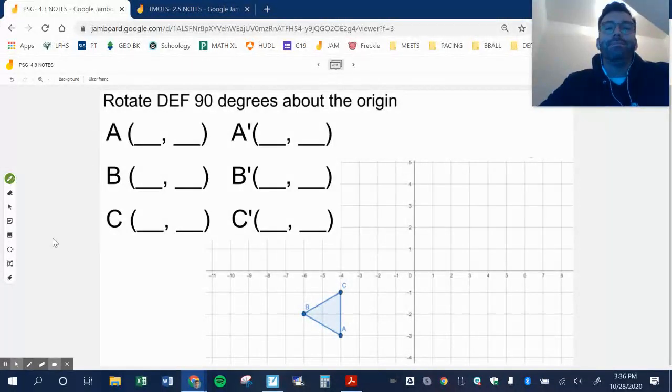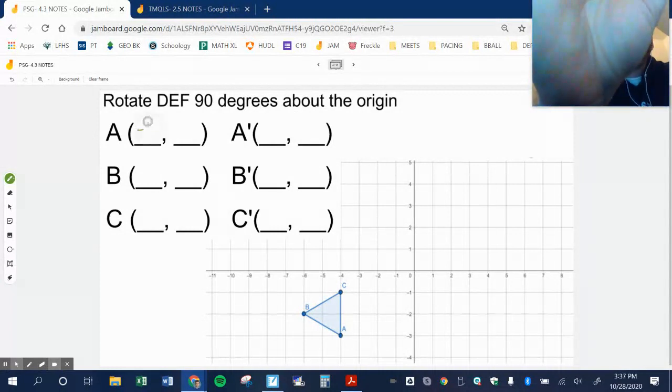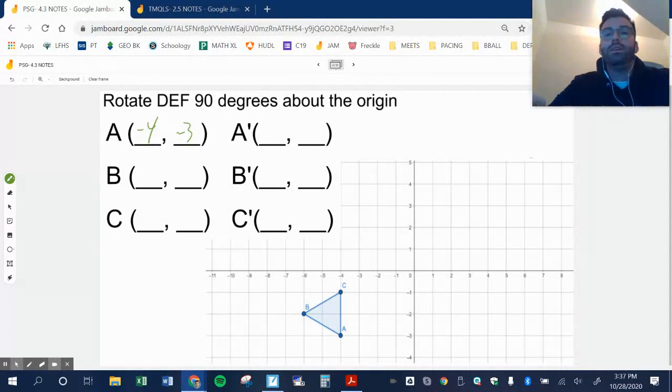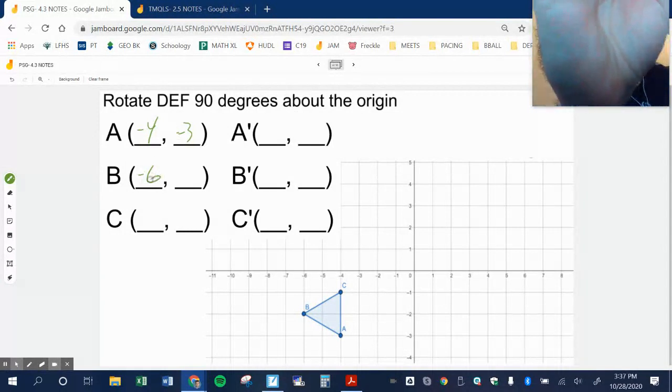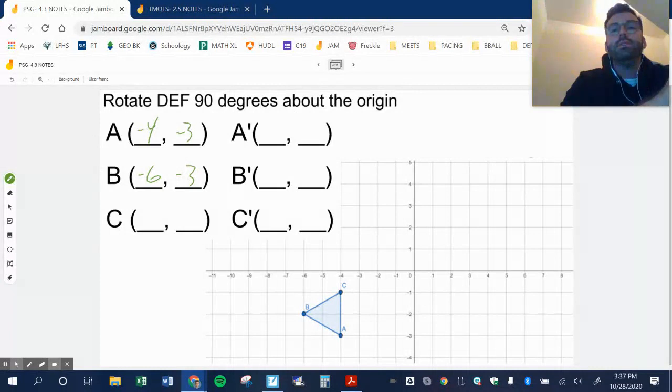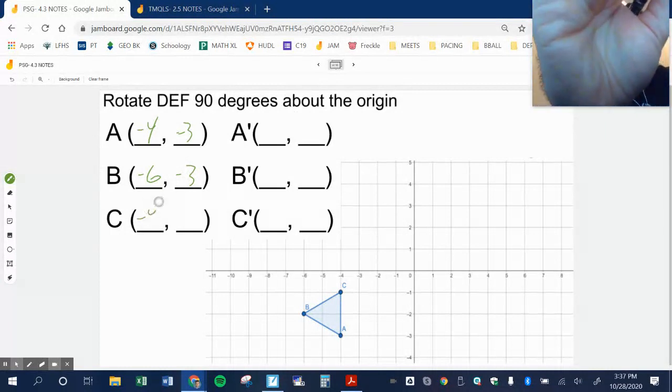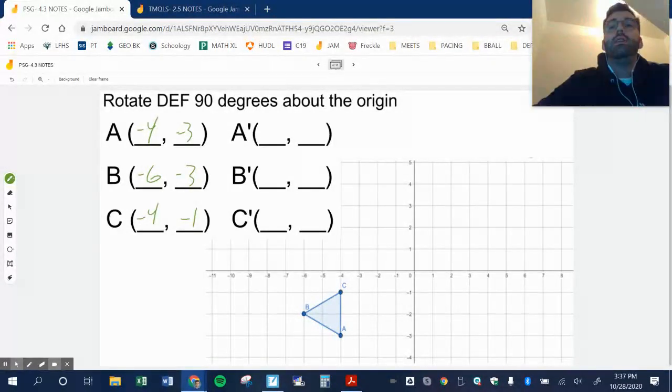Rotated 90 degrees about the origin. Okay, what's A? A is -4, -3. B is -6, -2. C is -4, -1. If it's 90 degrees, X, Y becomes -Y comma X.